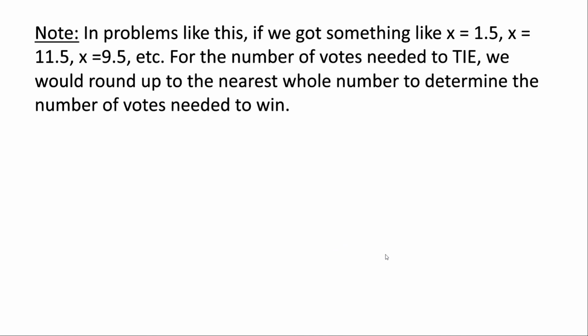Now, this is just something important to remember. We saw this in the last example, but in problems like this, if you end up solving and you get something like 1.5, 11.5, like we saw, 9.5 or something else for the number of votes needed to tie, you would round up to the nearest whole number to determine the number of votes needed to win.